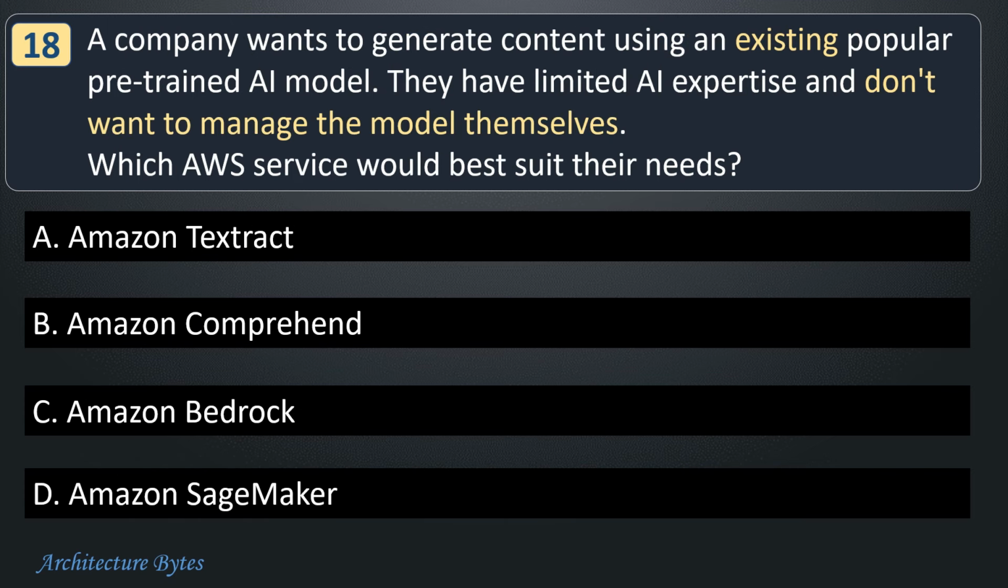A company wants to generate content using an existing popular pre-trained AI model. They have limited AI expertise and don't want to manage the model themselves. Which AWS service would best suit their needs? Option A, Amazon Textract, B, Amazon Comprehend, C, Amazon Bedrock, or D, Amazon SageMaker.